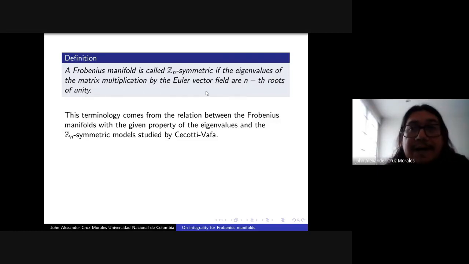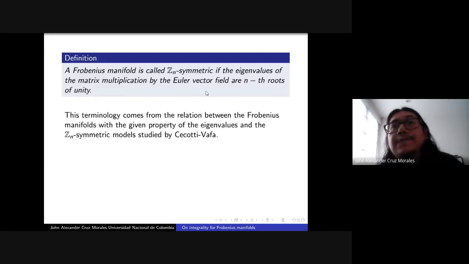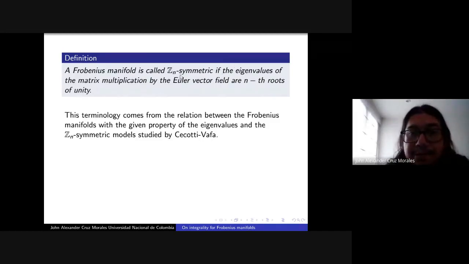And for many of the cases of Cecotti and Vafa, this is the case. When you compute the eigenvalues of the matrix of multiplication by the Euler vector field, what we get is a root of unity. This terminology for Frobenius manifolds comes from the fact that Cecotti and Vafa call these Z_n symmetric models, Z_n symmetric theories, the theories which satisfy this property. I am using this terminology to define these Frobenius manifolds, and this n emphasizes the fact that we have the nth roots of unity as the set of generalized eigenvalues of the multiplication by the Euler vector field. Right.